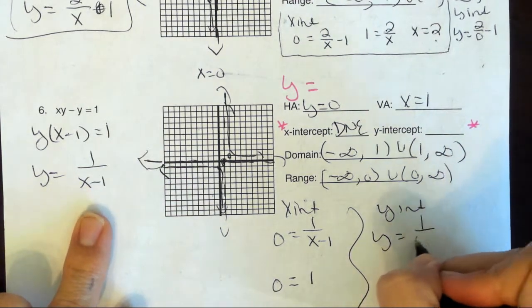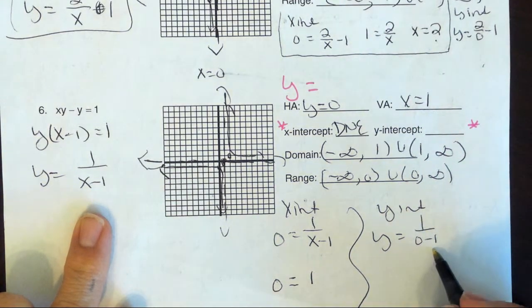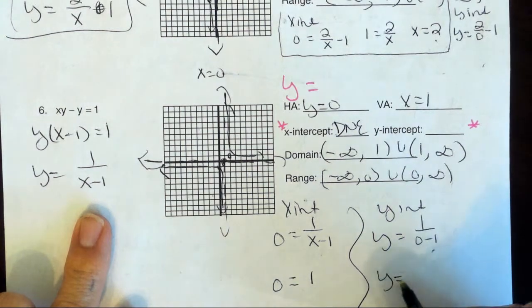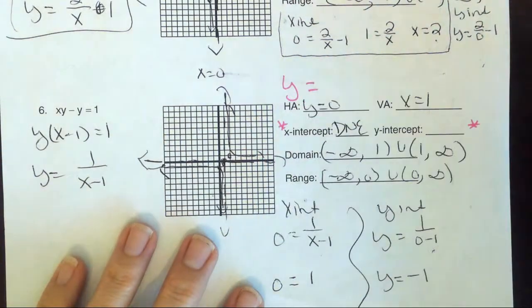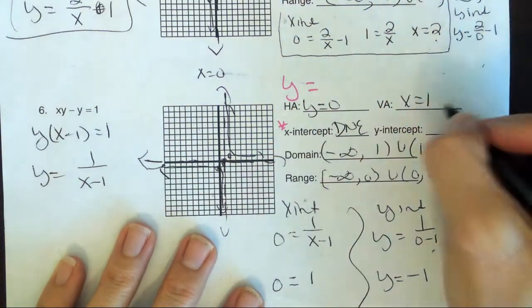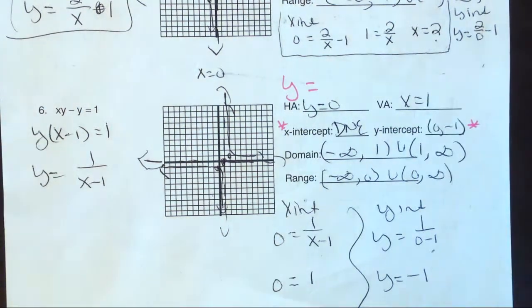To find the y-intercept, I'm going to let the x equal 0. So y equals 1 over 0 minus 1. 0 minus 1 is negative 1, and 1 over negative 1 is negative 1. So let's see. Oh yeah, I do touch it at negative 1. So that makes complete sense.